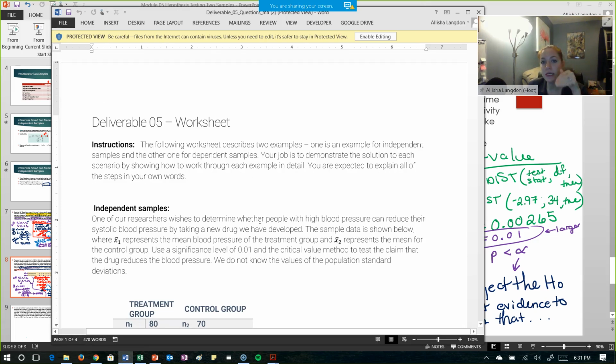Okay, so there are two examples. One is for an independent sample and the other is for dependent. Remember, we have not discussed dependent yet. We only talked about independent. So you're going to demonstrate how to work through these ideas.